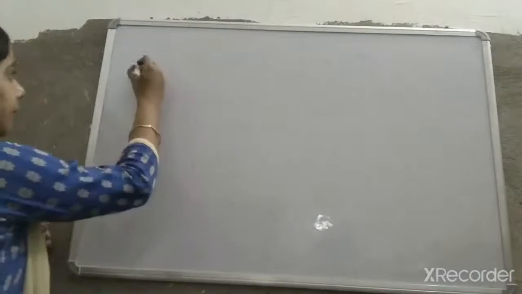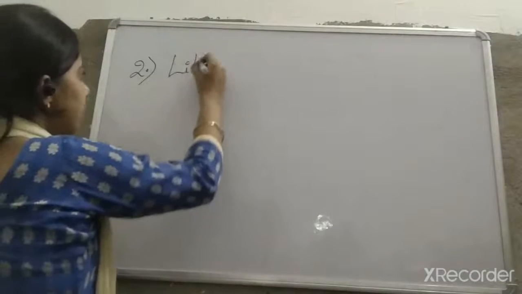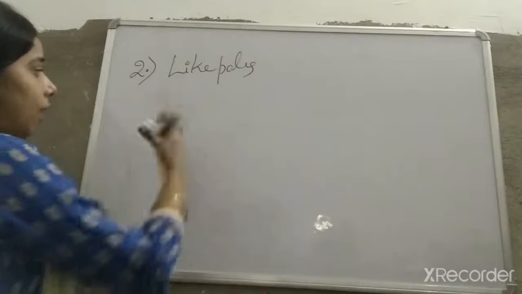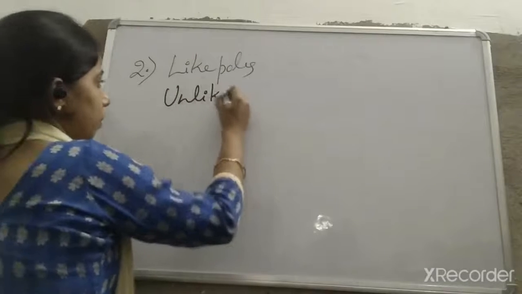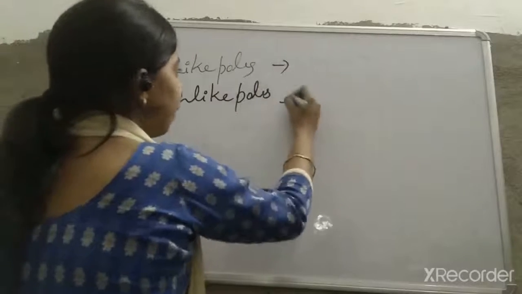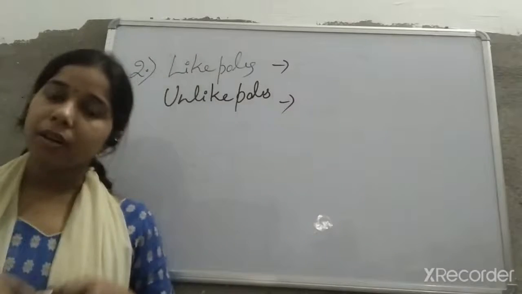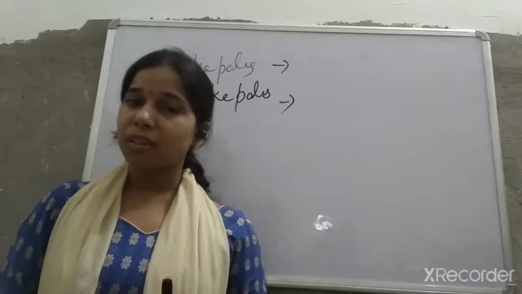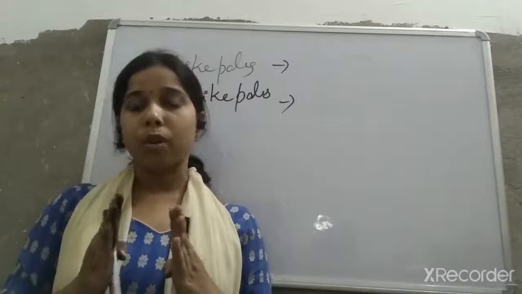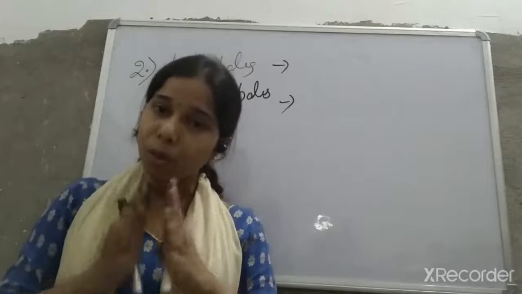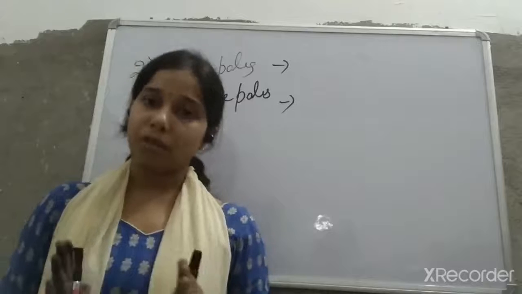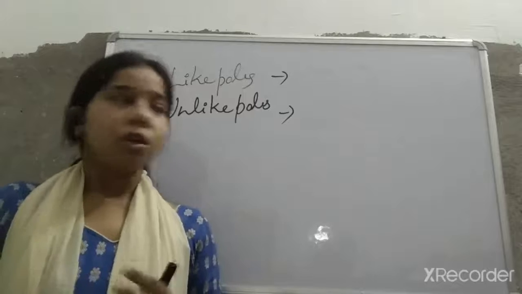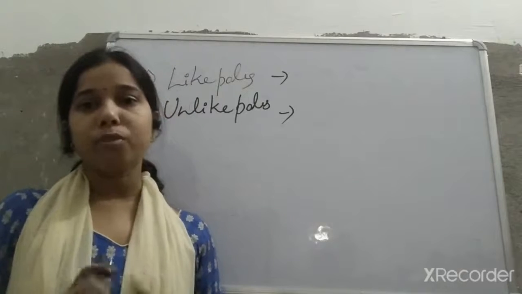The second property is that of like poles and that of unlike poles. What happens when we bring like poles together and unlike poles together? I discussed right now, students, that if we take a north pole and a north pole and bring them close to each other, they will start repelling each other. So we can understand the first one, that like poles repel each other.